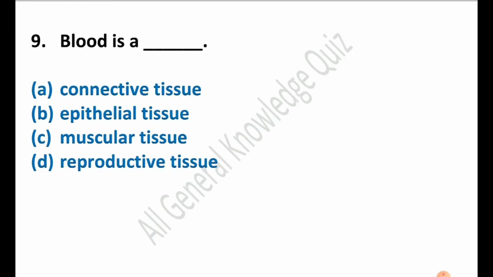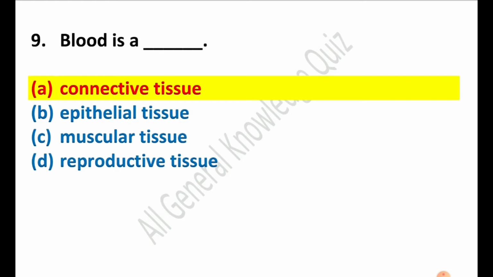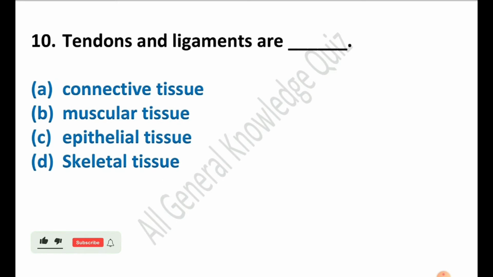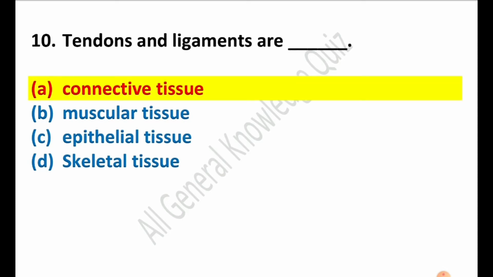Question number 9. Blood is a option A, connective tissue, option B, epithelial tissue, option C, muscular tissue, option D, reproductive tissue. The answer is option A, connective tissue. Blood is a connective tissue. Question number 10. Tendons and ligaments are option A, connective tissue, option B, muscular tissue, option C, epithelial tissue, option D, skeletal tissue. The answer is option A, connective tissue. Tendons and ligaments are connective tissue.